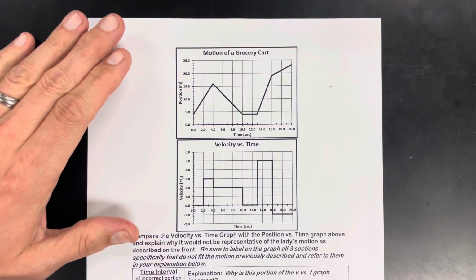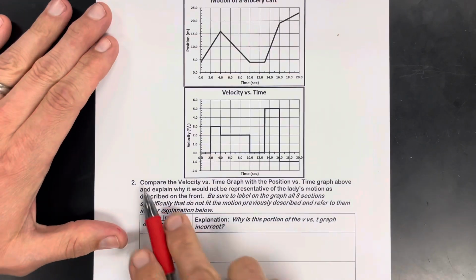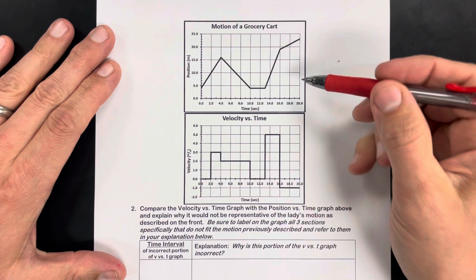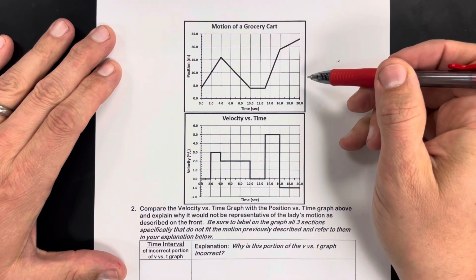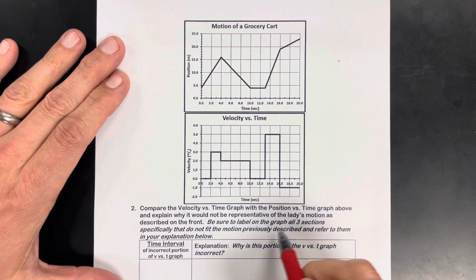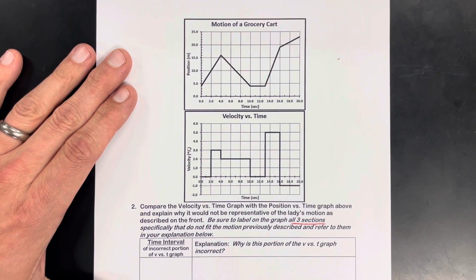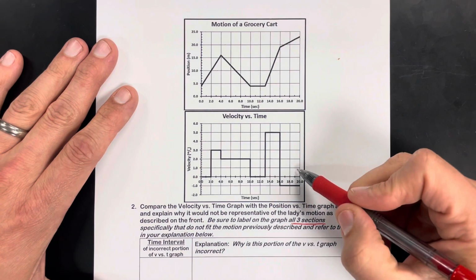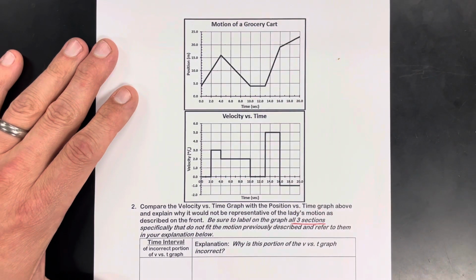And looking at the back of this worksheet, the question here says compare the velocity versus time graph with a position versus time graph. So this is the position versus time graph from the front of the paper. The velocity versus time graph has 3 mistakes. So that's what it says right here. It says 3 sections do not represent what the lady was moving in the position versus time graph. So the problem here is we need to figure out what those 3 time intervals are where the velocity versus time does not match the position versus time graph.